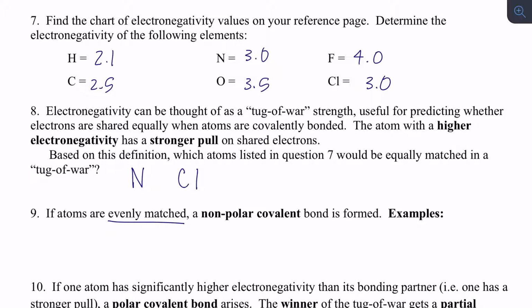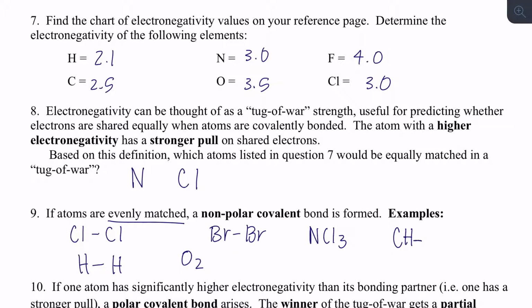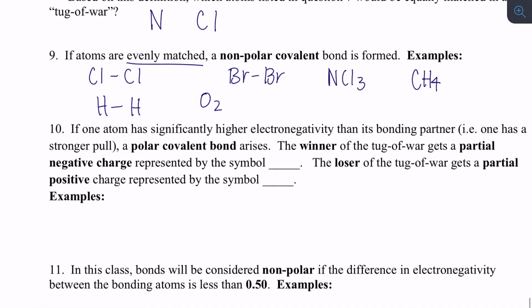Some examples of this would be like chlorine gas, hydrogen gas, bromine, NCl3, oxygen gas. You can also have ones that are very close in electronegativity, and so there won't be a tug of war. For example, carbon and hydrogen are close enough in which they will equally share their electrons, so there won't be a tug of war. So CH4 would be nonpolar.